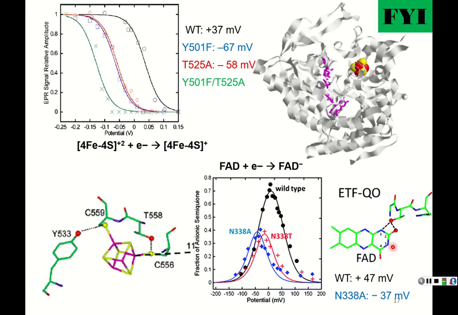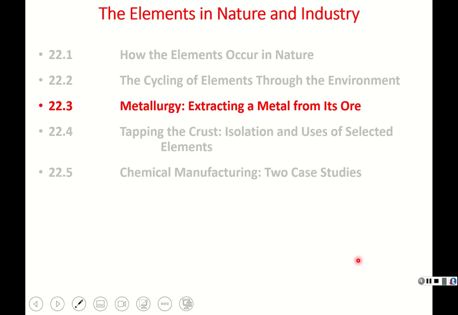The other important aspect of this is, the iron sulfur cluster has a plus 37 reduction potential. The FAD had a plus 47. So this kind of proved the electron movement through this enzyme goes into the iron sulfur cluster first, then into the FAD cofactor. Okay, so that was just a little aside about some work that I have done involving redox chemistry.